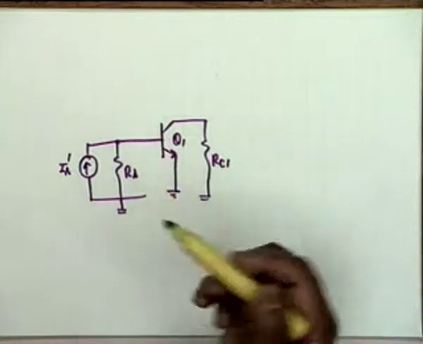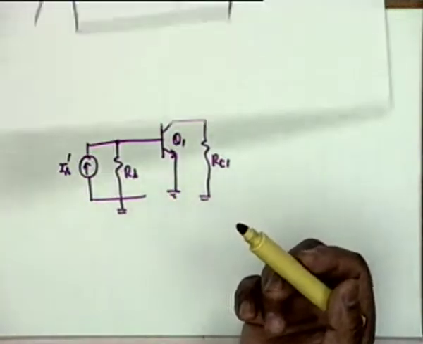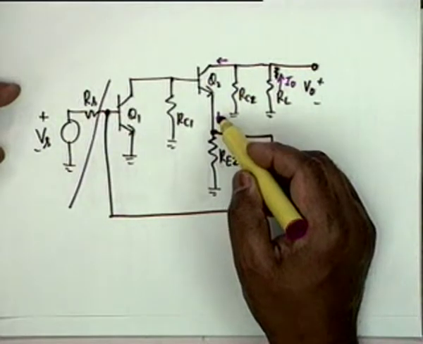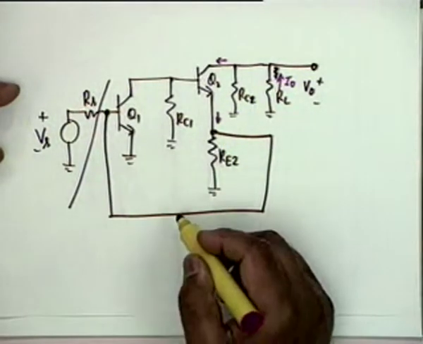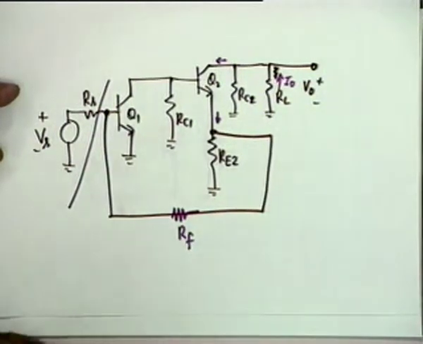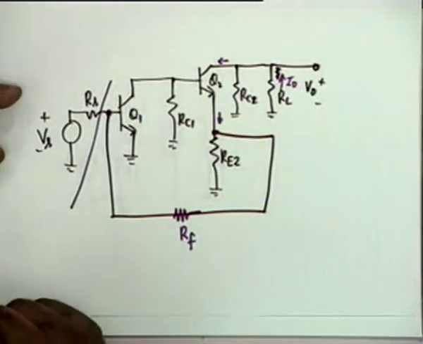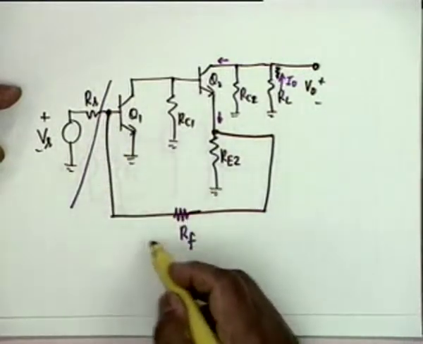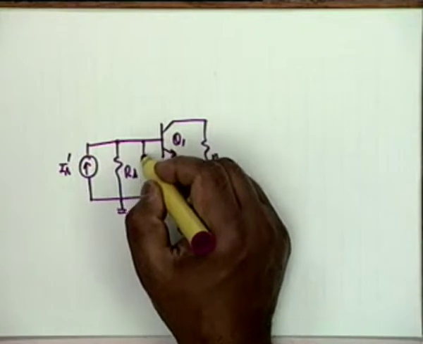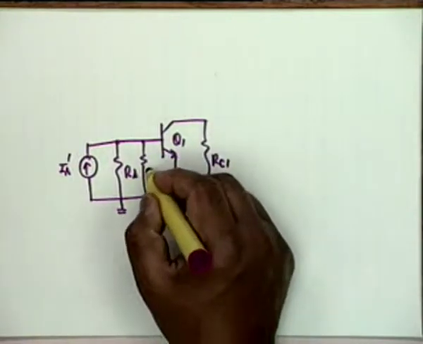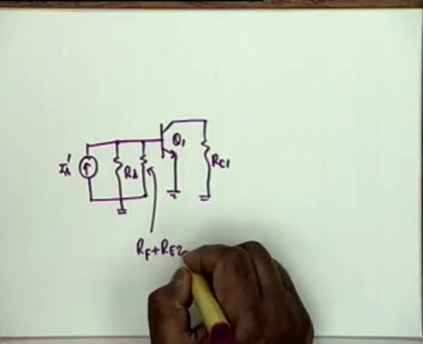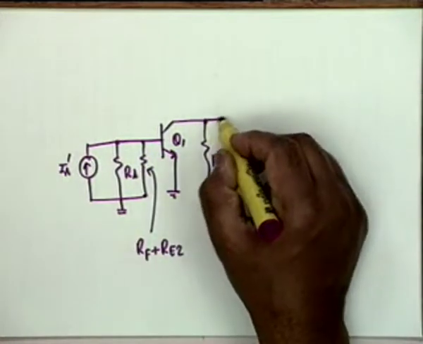No, RE2, no more parallel, you have to open this. Let us have another resistance here. Usually feedback is controlled by a resistance Rf. So, what will come in parallel is Rf plus Re2. So, there would be a third resistance here, Rf plus Re2.